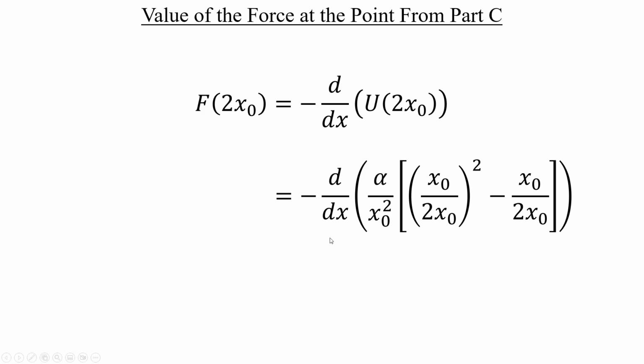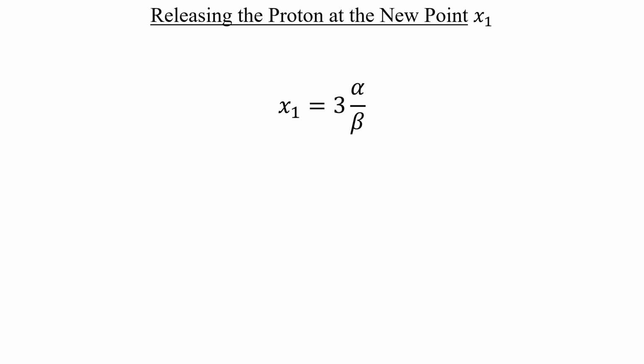Notice that we're taking an x derivative of a bunch of constants now. You know what that means? The result is 0. So at the x value of maximum velocity, the proton experiences no force. Part D is done. For part E, we're releasing the proton from a new location, which is 3 times alpha over beta. We already know that alpha over beta is what x naught is, so let's just call this 3 times x naught. Where would we find that on a graph?